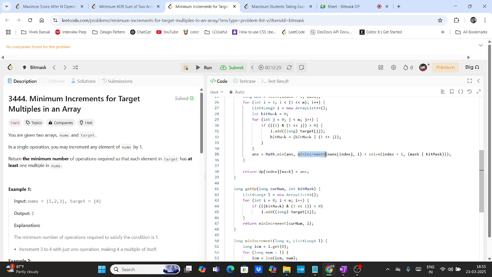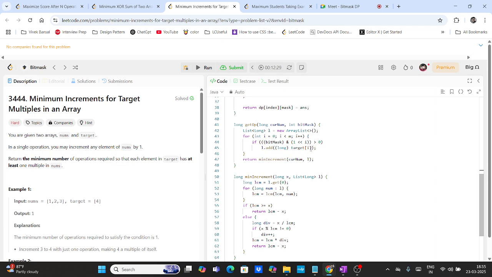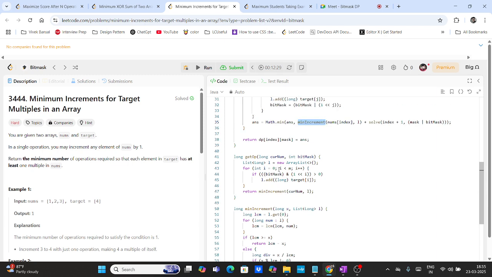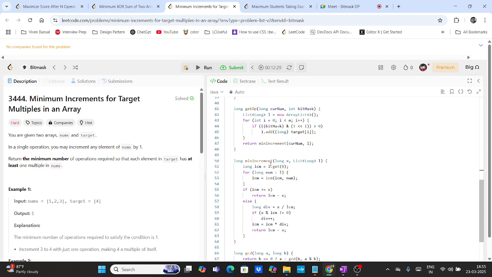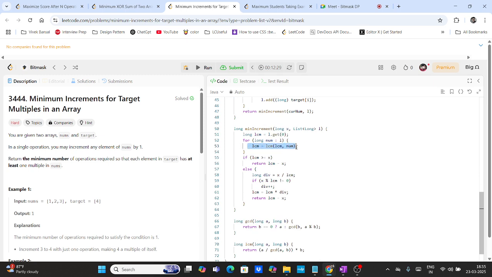whatever the min. This is nothing but what we said. How many operations are required? Can you see I have taken some LCM here? If the LCM is greater, that means LCM minus X. Otherwise, whatever Sam just now told, you should go to the next multiple. That is it. It might look a little vague, but if you write on your own with pen and paper, it will make sense. Yeah, got it.